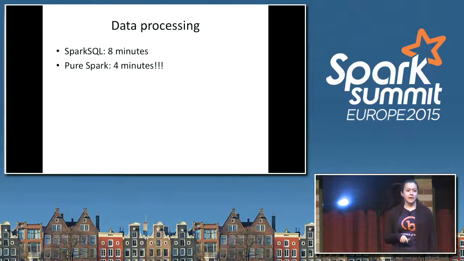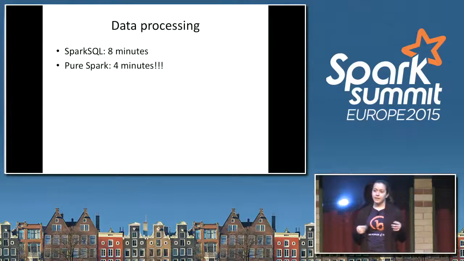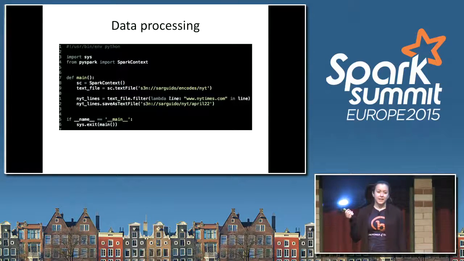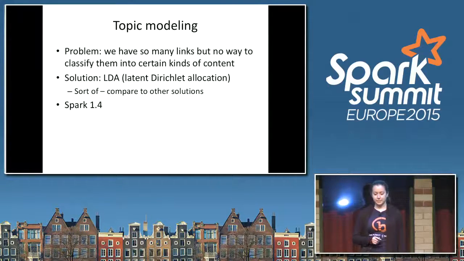So I was playing around with Spark SQL and also an implementation in pure Spark. Spark SQL, to extract New York Times data from an entire day of decode data, which is around 240 gigabytes, took about 8 minutes. In pure Spark, it took 4 minutes, which is really super exciting. With this code right here, using a simple lambda to extract, it was ridiculously fast. This was the moment where I was like, okay, let's consider Spark seriously as a tool for data science here. So that's very exciting.